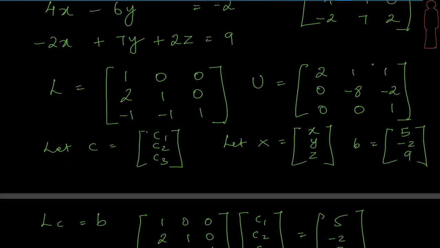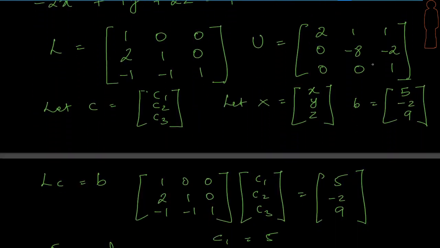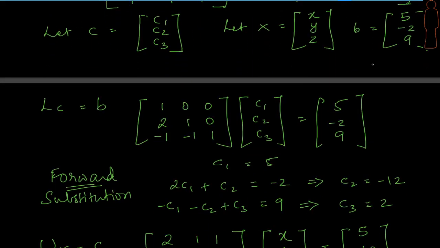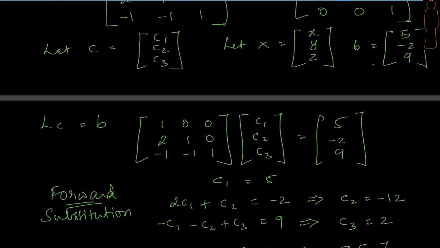Right? So let's look at LC equal to B. Let's see how it looks when we start looking at the equations. Since this is a lower triangular matrix, we get direct solutions for the first equation. So this becomes C1 equal to 5. Then you will have 2C1 plus C2 equal to minus 2, etc. So these are the three equations that come up.